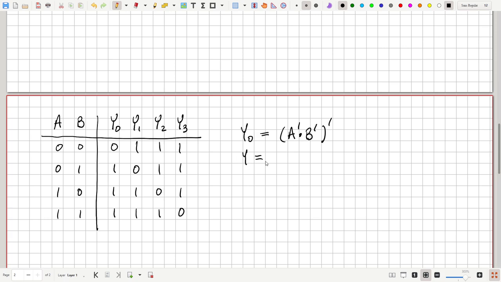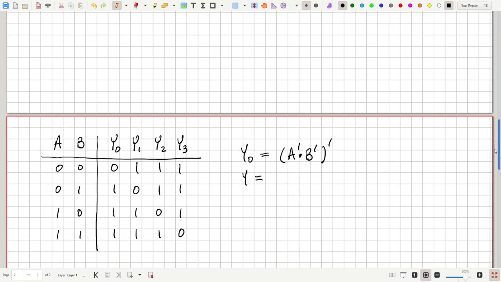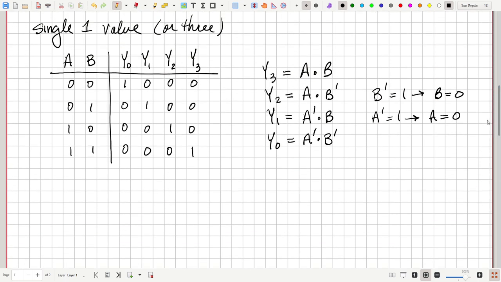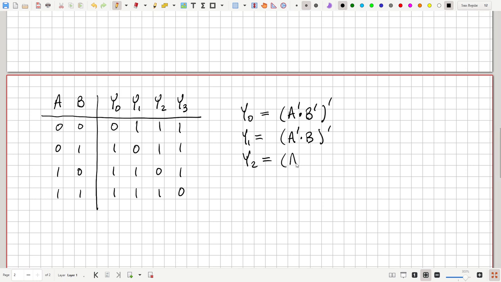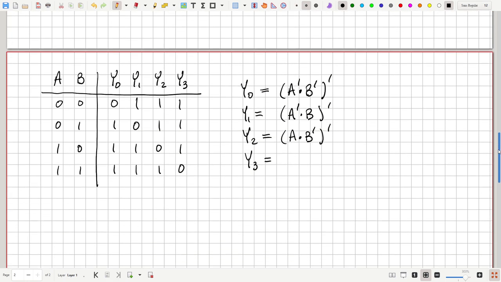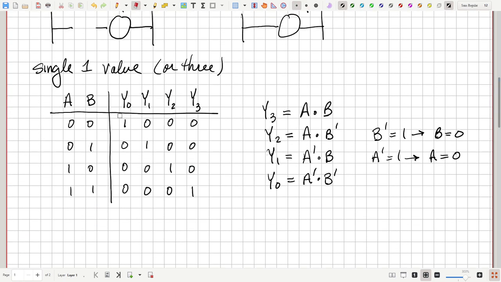How about y1? Okay, so y1 is going to be the inversion of not A and B. So not A and B inverted. And y2 is going to be A and not B inverted. And finally, y3 in this case is going to be the previous y3, A and B, and that's going to be inverted. So A and B inverted. Okay, so that's one way to write these four different truth tables where you have a single zero and three ones, right? Which is just the inversion of the case where you have a single one and three zeros.